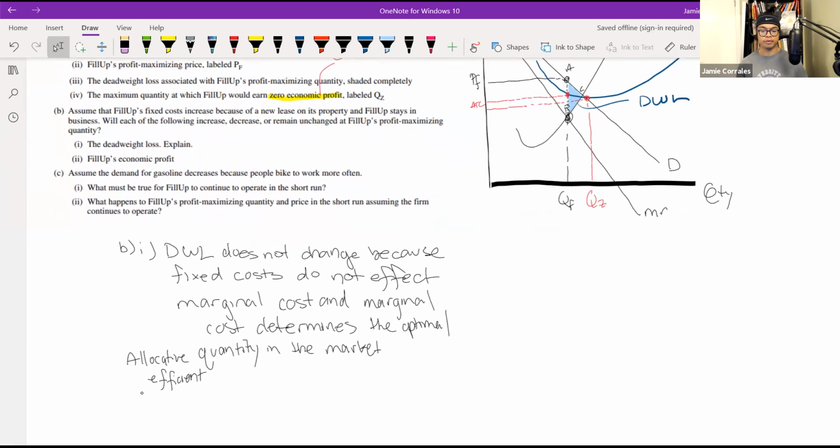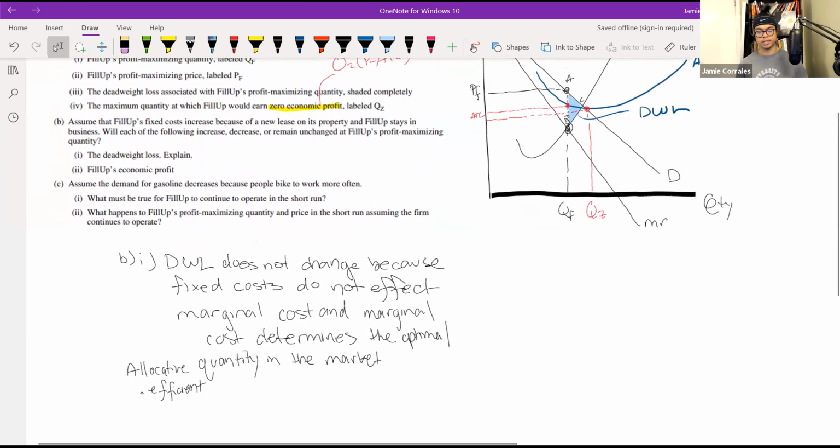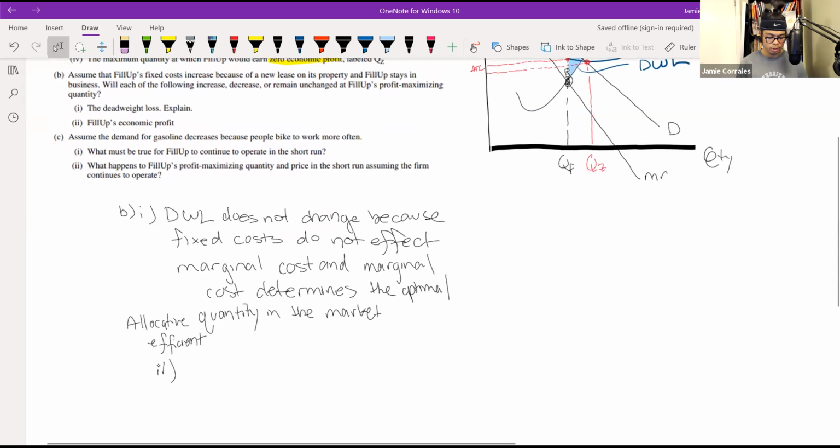So what would happen to Philip's profit? Well, it's pretty obvious that Philip's profit would decrease. So for two, average total cost would, in fact, increase. Why would it increase? Well, ATC is comprised of average fixed cost and average variable cost. So if your fixed cost rises, average fixed cost rises as well, which would increase ATC. This question is not asking you to explain, but if it were, you would say something like that.